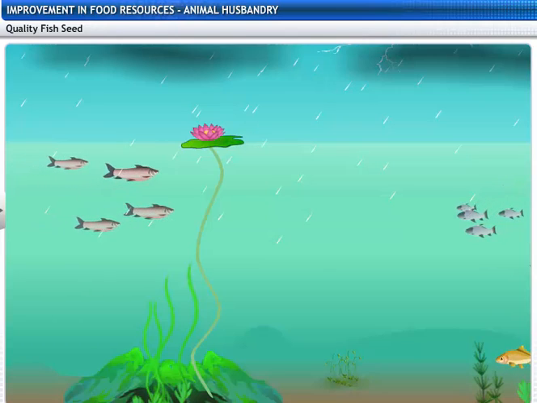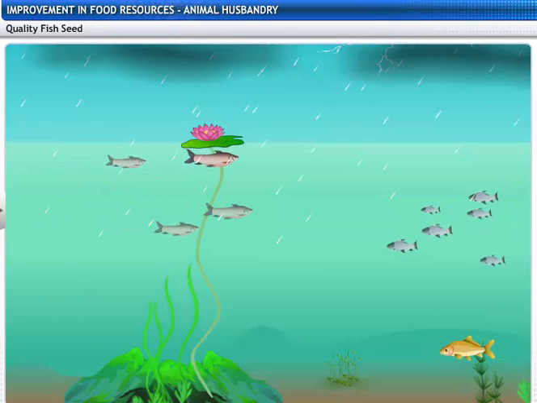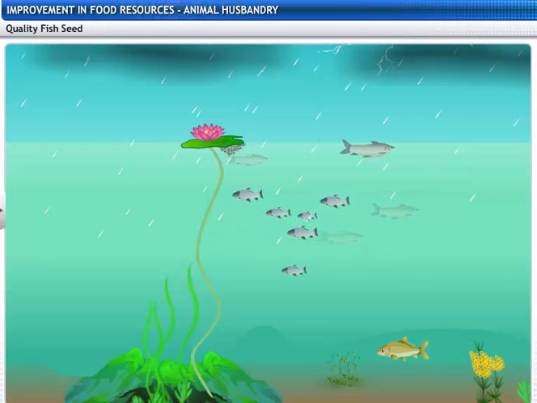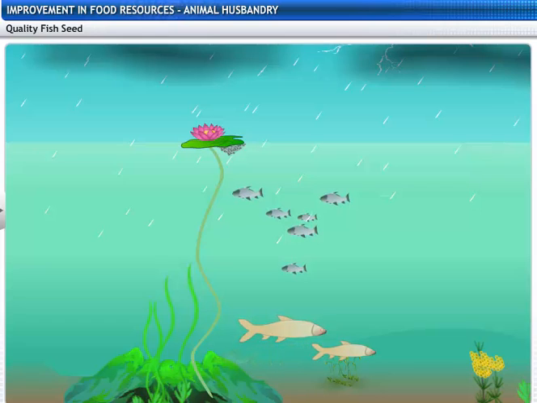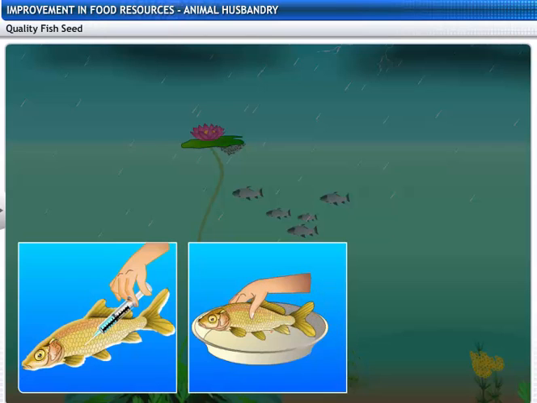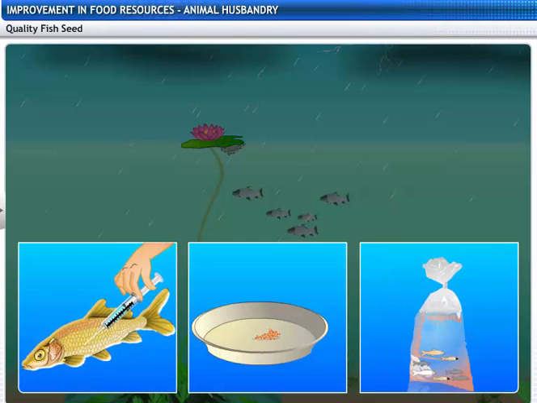So, a major problem in fish farming is the lack of availability of good quality seed or eggs. To overcome this problem, fish is bred in ponds by hormonal stimulation. Fish are injected with hormones that stimulate the production of eggs or seed. This ensures the supply of pure fish seed of desired quantities.